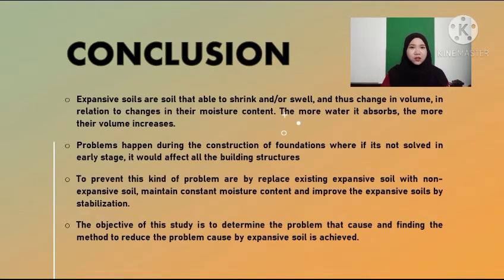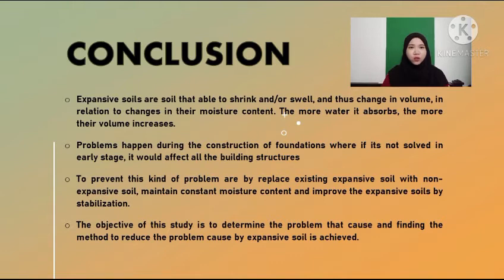Expansive soils are soils that are able to shrink and or swell and thus change in volume in relation to changes in their moisture content. They usually contain some form of expansive clay mineral such as smectite or vermiculite that can absorb water and swell, increasing in volume when wet and shrinking when they dry. The more water they absorb, the more their volume increases.